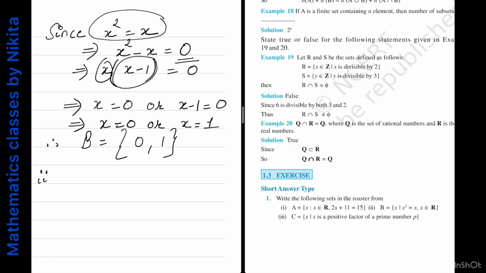Now the third part says that C is equal to all those x such that x is a positive factor of a prime number p.